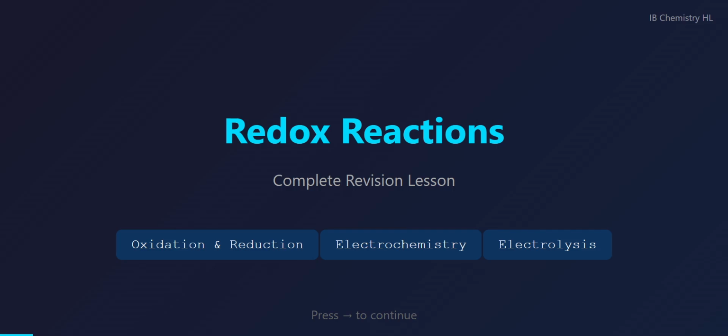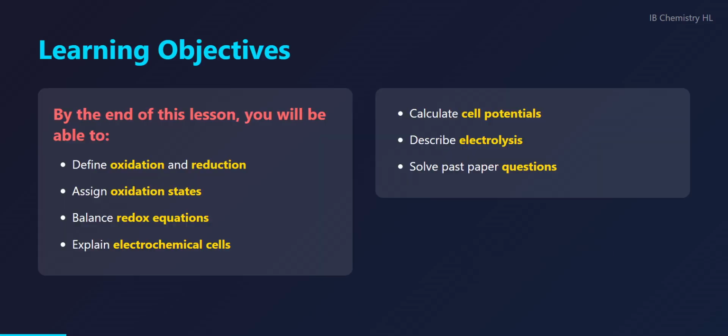Welcome to this comprehensive lesson on redox reactions for IB Chemistry Higher Level. In this lesson, we will cover oxidation and reduction, oxidation states, balancing redox equations, electrochemical cells, standard electrode potentials, and electrolysis.